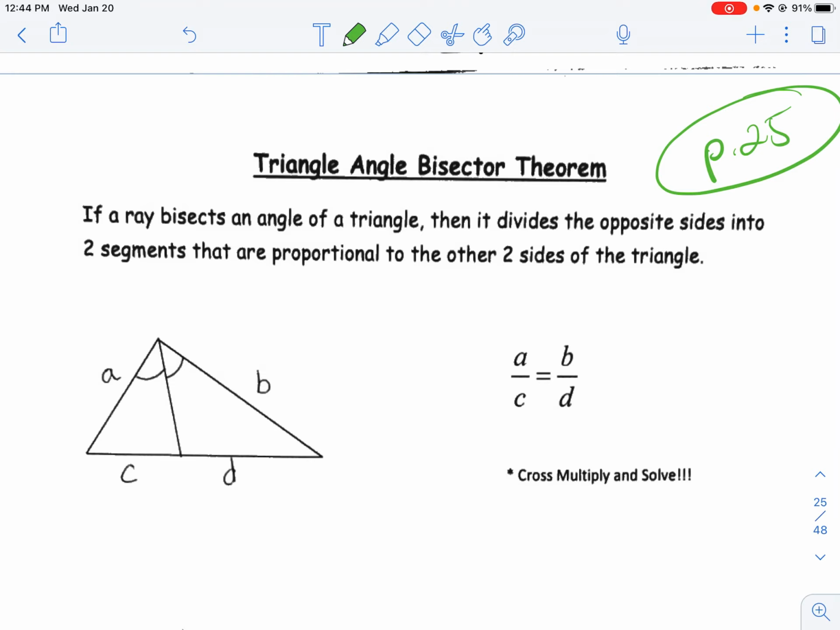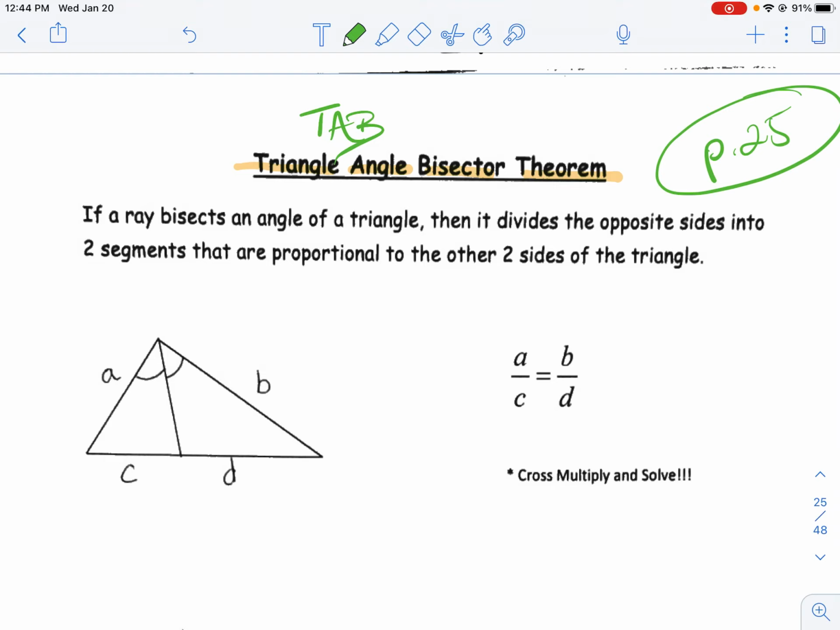But we're on page 25 today, and today we're talking about a really specific theorem called the triangle angle bisector theorem. TAB, if you will. TAB theorem. I just made that up. That's not really what we call it, but that's okay.